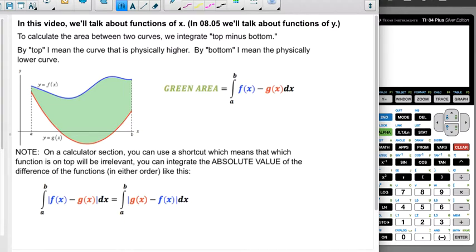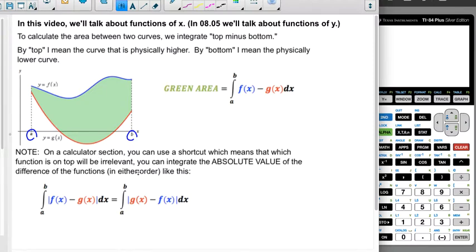So to calculate the area between two curves, specifically ones that are functions of x, we integrate the top curve minus the bottom curve. By top curve, I literally mean the curve that is physically higher, so the one that is blue in this particular picture. And by bottom, I mean the one that is physically lower, so the one that is red in this picture. So this green area would be the integral from a to b of the top curve, f of x in blue, minus the bottom curve, g of x in red, dx, right?